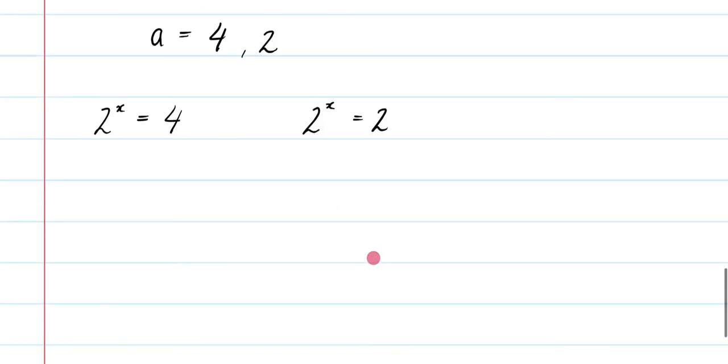Now, in order for these to be true, that would have to mean that 2^x equals 2 to the 2, which means x equals 2. And then this is going to be 2^x equals, well, that's simply 2 to the 1. So therefore, x equals 1.